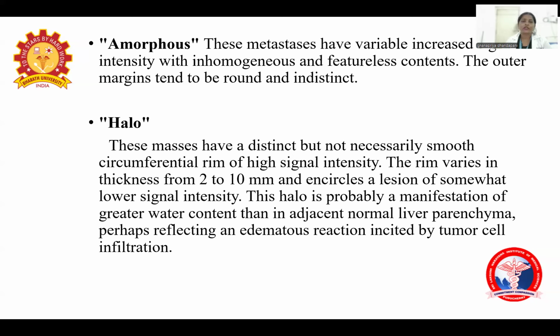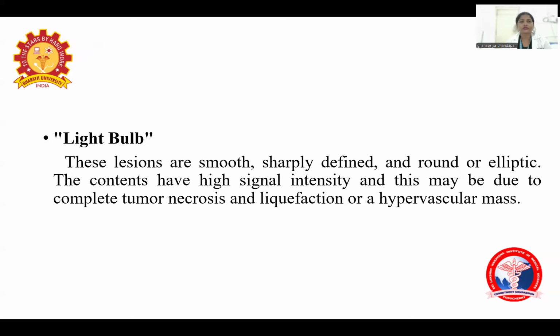The ring thickness varies from 2 to 10 mm and it encircles a lesion of somewhat lower signal intensity. This halo is probably a manifestation of greater water content than in the adjacent normal parenchyma, reflecting an edematous reaction incited by the tumor cell infiltration.